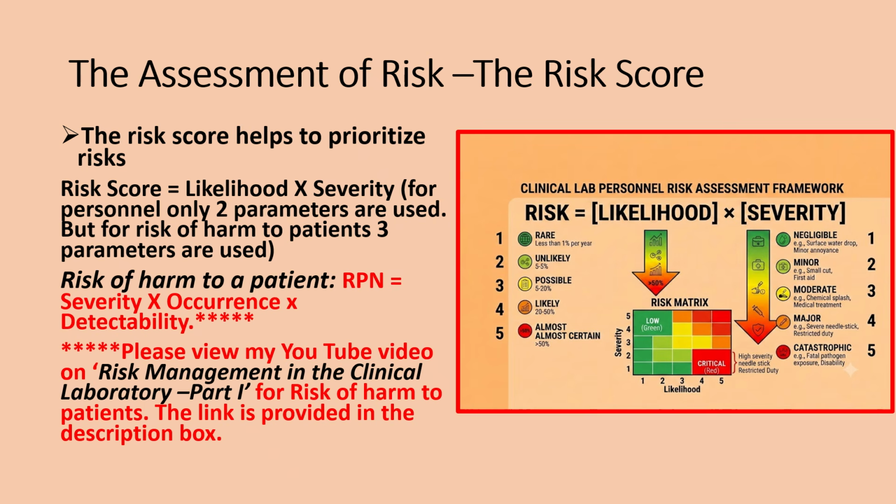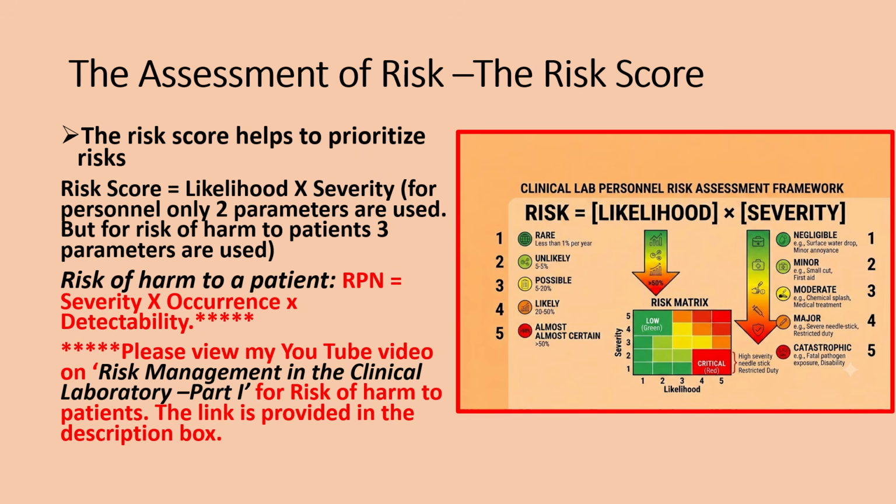Now let us look at the figure. We have 5 different colors. For likelihood, it starts with dark green, which is considered to be rare and is given a score of 1. Light green is unlikely and it is given a score of 2. Yellow is considered to be possible. It is given a score of 3. Amber is supposed to be likely and is given a score of 4. And red is almost certain. It is given a score of 5. So this is regarding likelihood, the color code and the numbers.